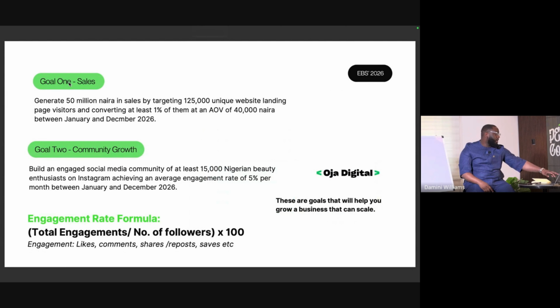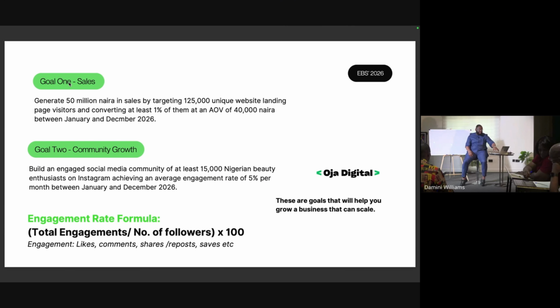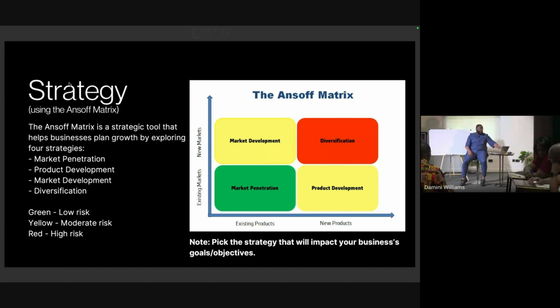Because we already have our objective that we spoke about earlier. Generate 50 million naira in sales by targeting 125,000 in new website landing page visitors and converting at least 1% of them at an average order value of 40,000 naira between January and December. So we already know what we want to do. What's missing here is probably the location. I didn't put the location here. So to make it more SMART, maybe in your own SMART goal, add the location. But I can already tell you that the strategy I'm going for this year is market penetration.